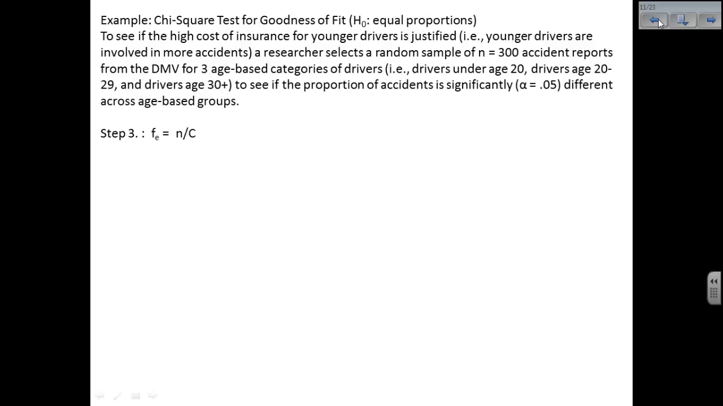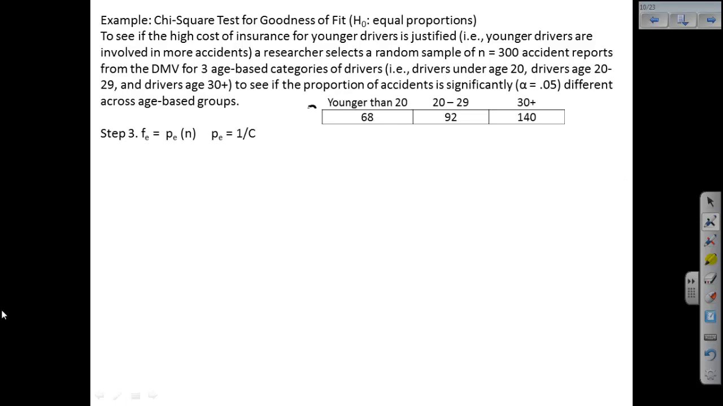I'll show you both ways for this, because this way always works for chi-square test goodness of fit to find the expected frequency. This method only works when the null is expecting equal proportions. Okay, so let's go ahead and find our frequency expected under the null hypothesis that states that we have equal proportions in each group.